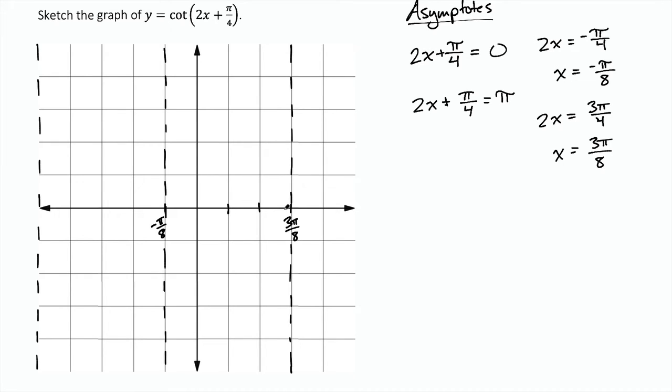Halfway between these asymptotes, we're going to have a point. So that's going to be here at pi over 8. And the y-coordinate is whatever comes after that function, if you have added or subtracted anything, on what you could think of as the midline, which of course is 0 here, so it's going to be right on the axis.